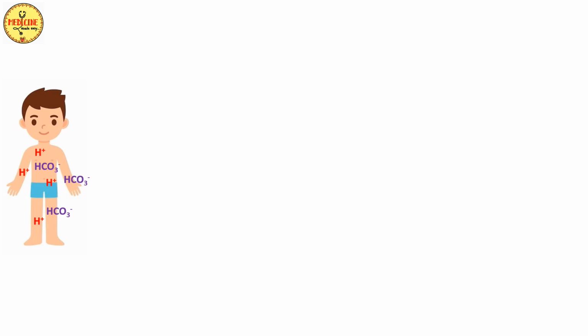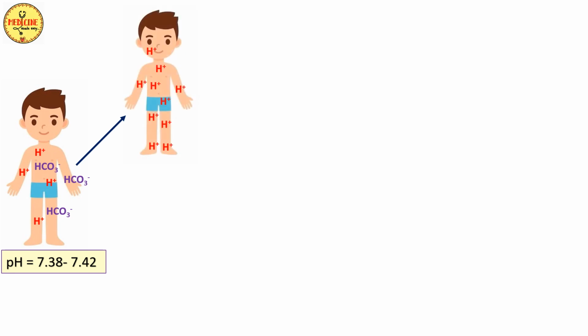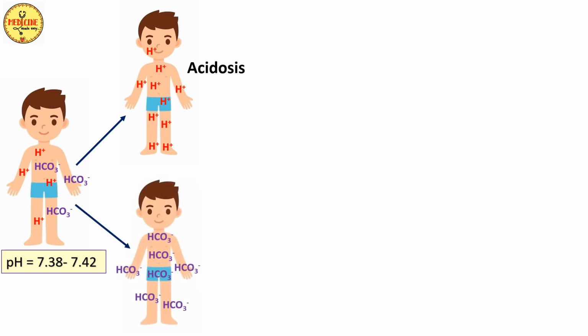We now know that our body is a pool of acids and bases maintained at a fine balance to maintain our pH in the range of 7.38 to 7.42. So what if the concentration of hydrogen ions inside our body increases? We become acidotic, don't we? We call this acidosis. And what if the opposite happens and our bicarbonate concentration increases? Our body becomes basic and we call it alkalosis.